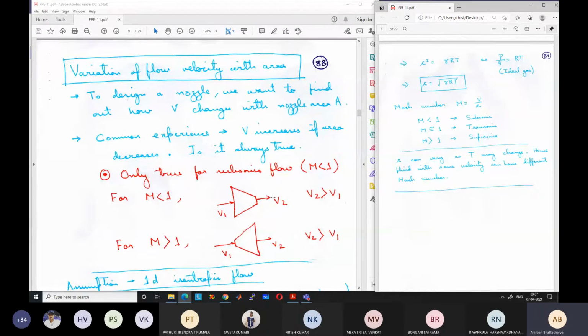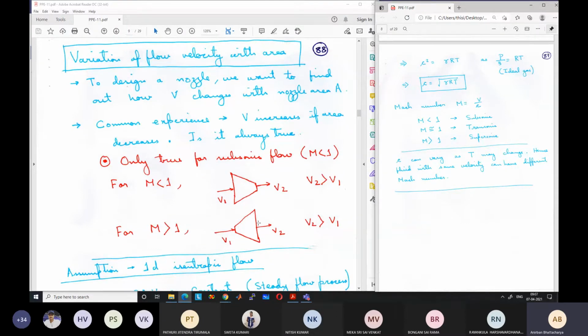It's counterintuitive in the sense that what actually happens is that at very high Mach number, when the area increases, the density decreases so rapidly that the velocity also increases. Means m dot is fixed ultimately. m dot is equal to rho A V. A is increasing, so generally V should decrease, but in this case density decreases so rapidly that V also increases.